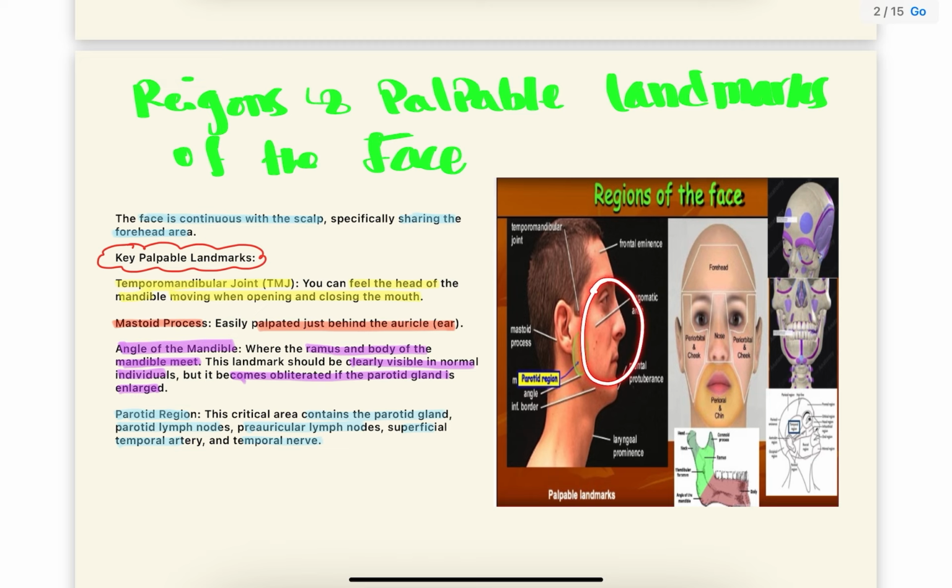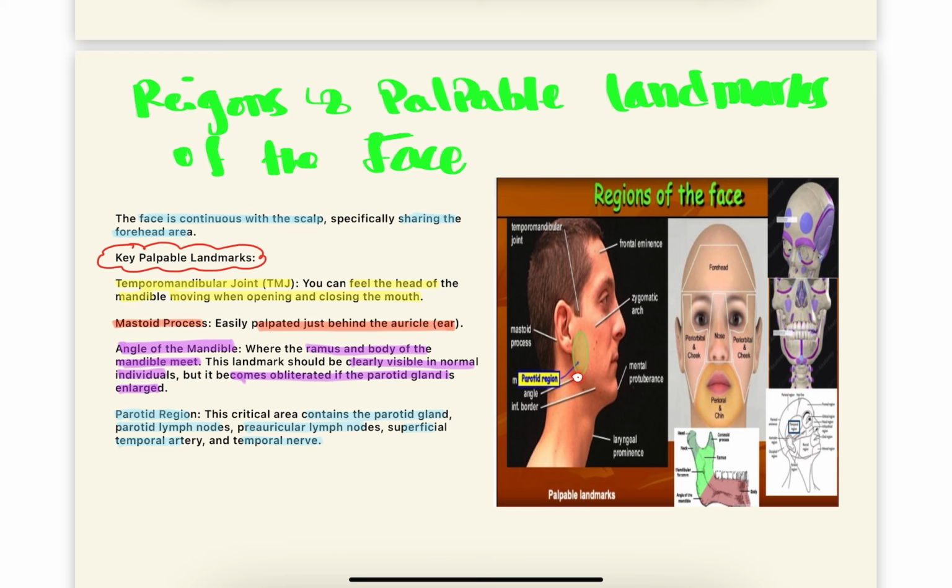So here we have the face, it's continuous with the scalp, and we have here a shared area in the middle called the forehead. One of the most important landmarks that we need to pay attention to is the temporomandibular joint. It's basically when you feel the head of the mandible, and you feel it mainly when we open or close the mouth. And then we have here the angle of the mandible.